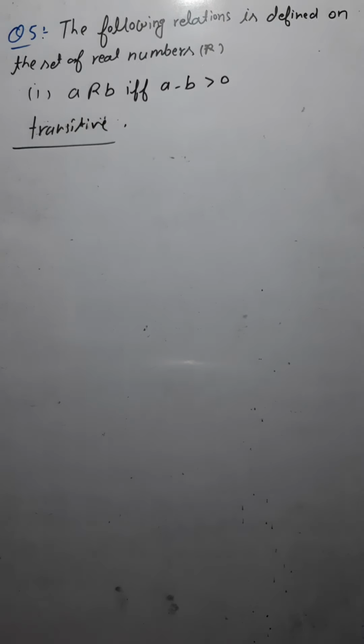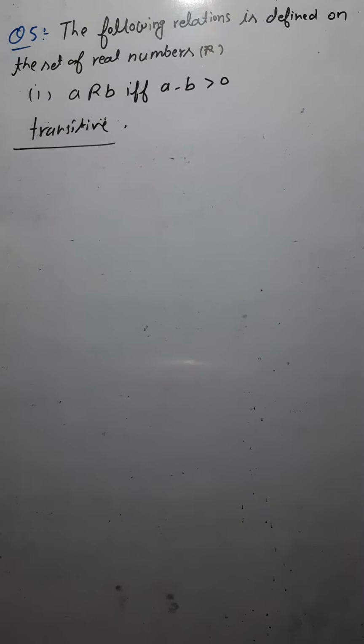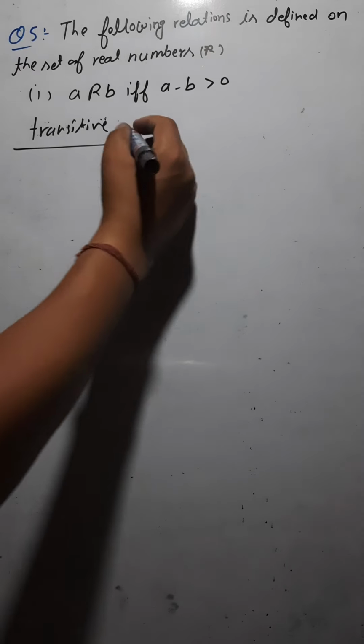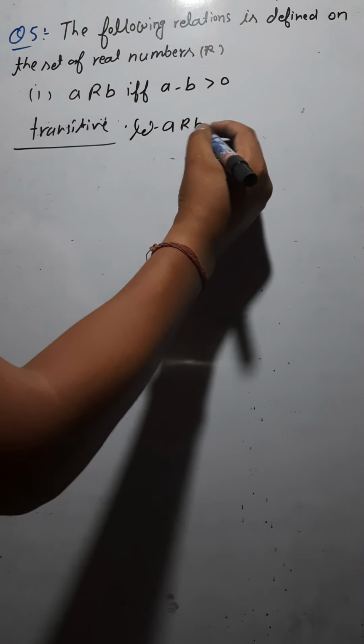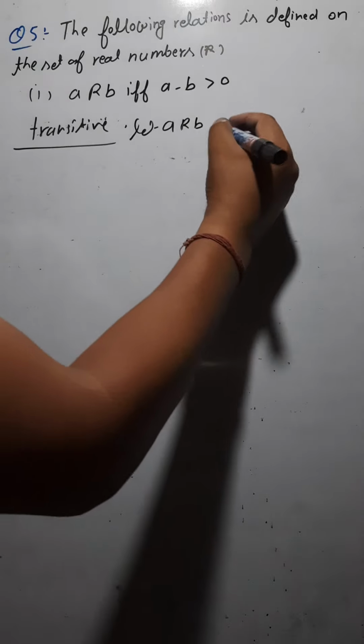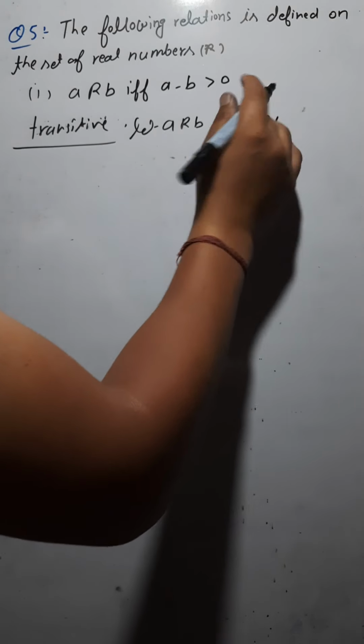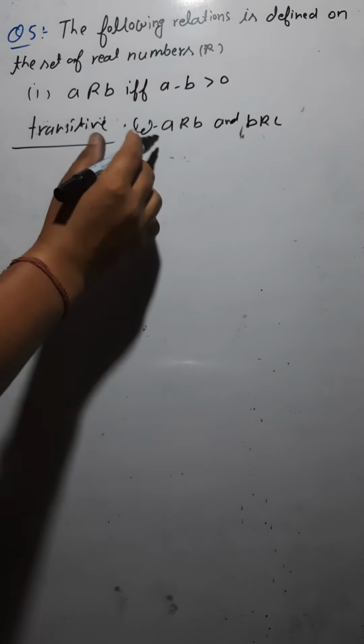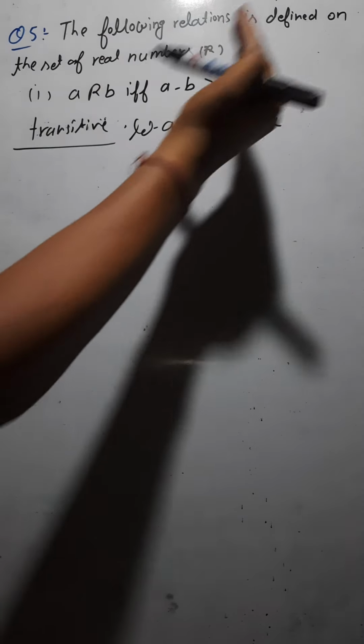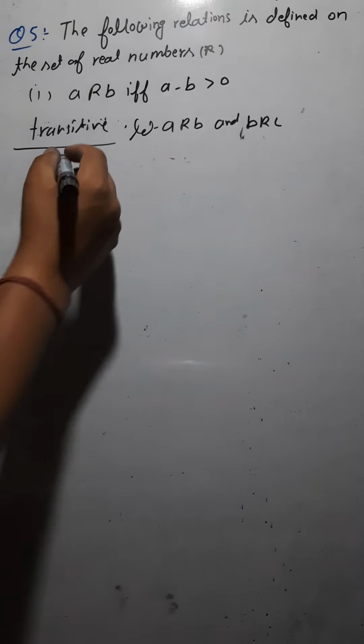Okay, now for that I would take three elements. Let's say A is related to B, and B is also related to C. Now A is related to B and B is related to C. So what does it imply?